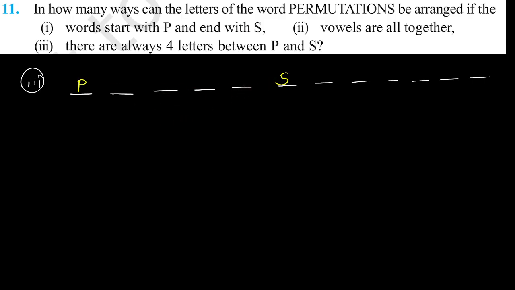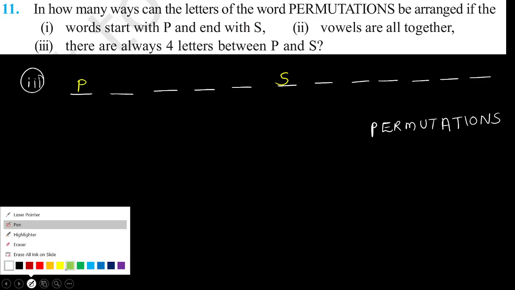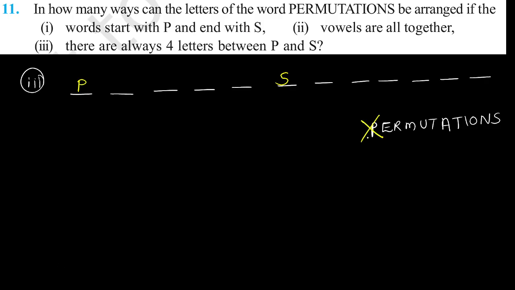So permutations, in the word permutations, look here, let me write here, permutations. 12 letters are there, only 4 letters are allowed between P and S. P and S have already occupied the seats. Delete P from the list. Delete S from the list. How many letters are remaining? 10 letters are remaining now.